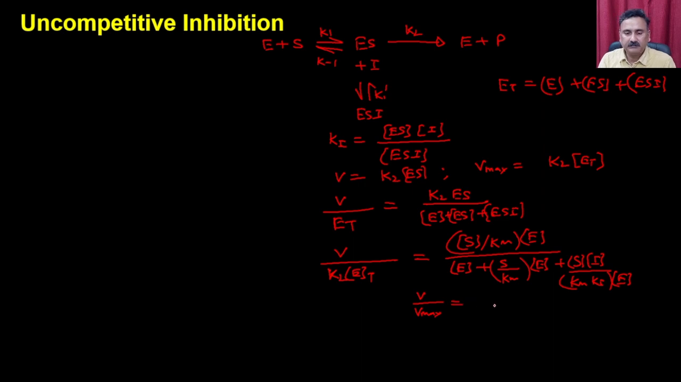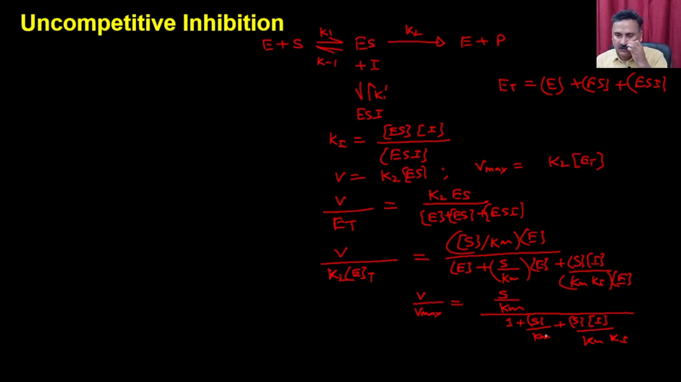equal to, because this is the Vmax, right? So V by Vmax is equal to S by Km divided by 1 plus S by Km plus S I divided by Km Ki. Okay, and this is what you can use.